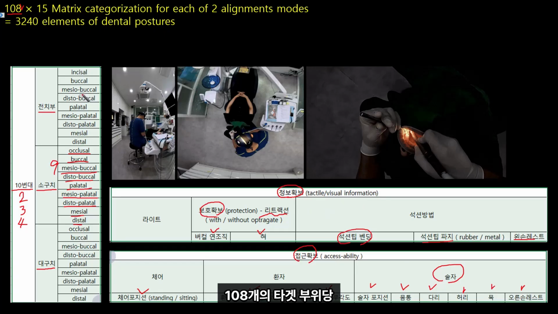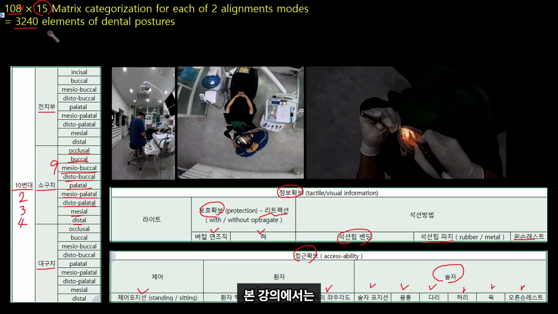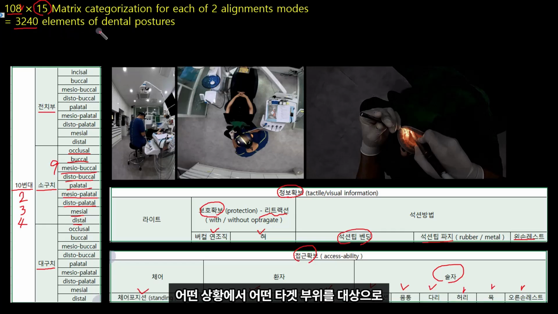Therefore, as previously stated, since we must identify 15 distinct postural elements for each of the 108 target areas, when computed for the practice of two-handed dentistry, this amounts to a grand total of 3,240 specific postural elements. The purpose of this lecture is to systematically organize these aspects, helping you achieve a smooth and natural posture regardless of the situation, target site, or treatment you are performing.